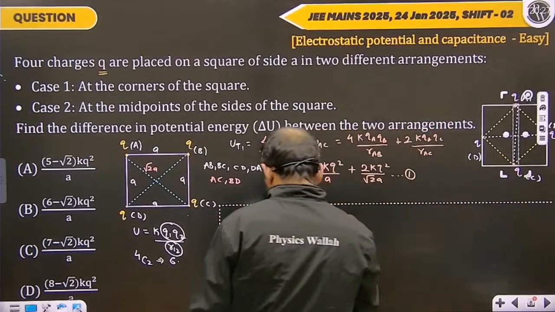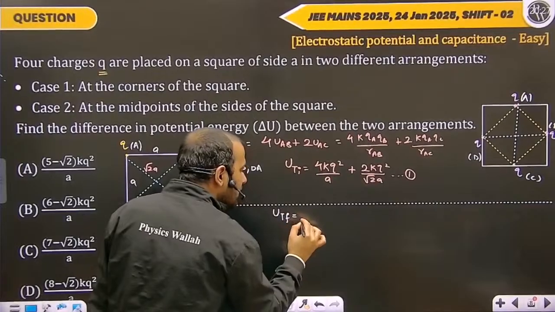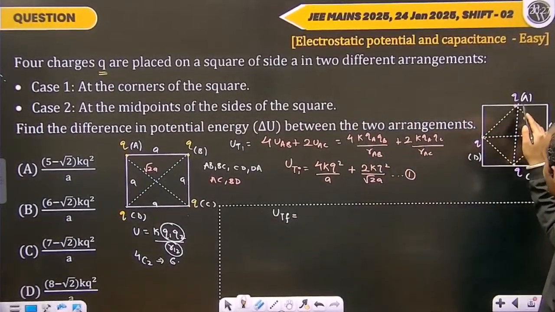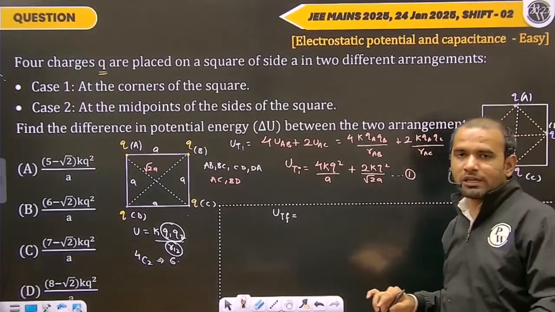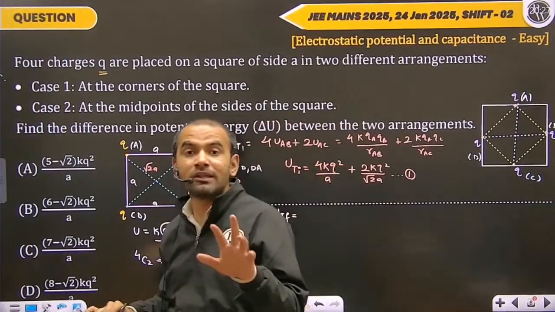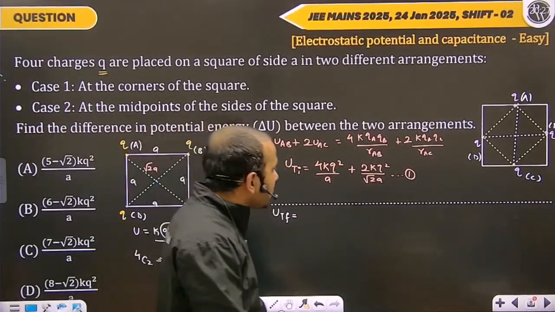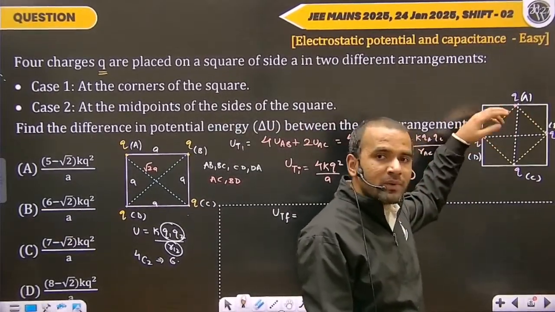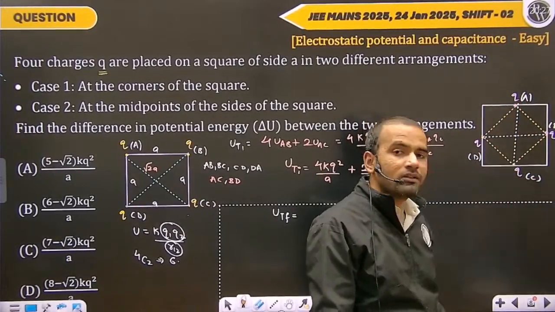Again, the total energy in the final case will be equal to what? See, the distances AB, BC, CD and DA are the same. Potential energy depends upon two factors: first, the product of charge, and second, the distance. So the product of charge for AB, BC, CD are all equal. At the same time, the distances AB, BC, CD and DA are all equal.